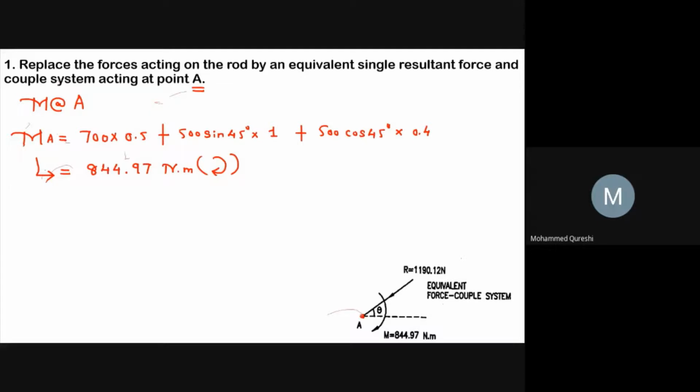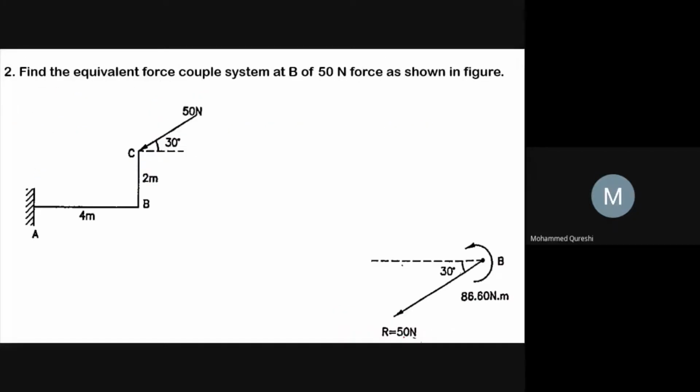So at point A, the resultant 1190.12 we had replaced by the 844.97 moment at point A. Now we will go for another example. It is given: find the equivalent force couple system at B of the 50 Newton force as shown in the figure.